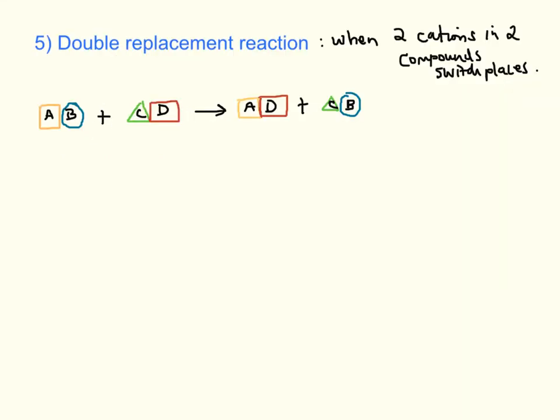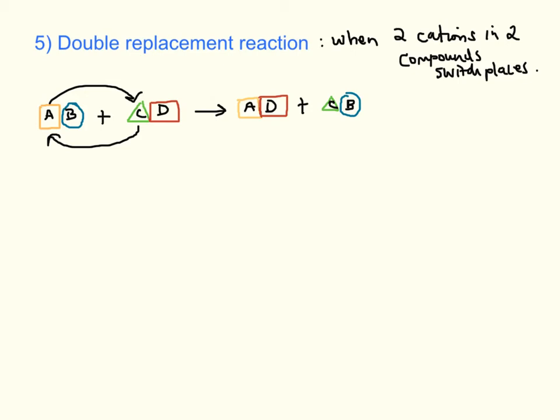All right, so we're at the last type of chemical reaction here. This is called a double replacement reaction. Double replacement reactions are really nice and easy. They don't require an activity series like single replacement reactions. And they're pretty straightforward. So generally you will have two ionic compounds, and what happens is the cation in one ionic compound will actually switch places with the cation in the other ionic compound.